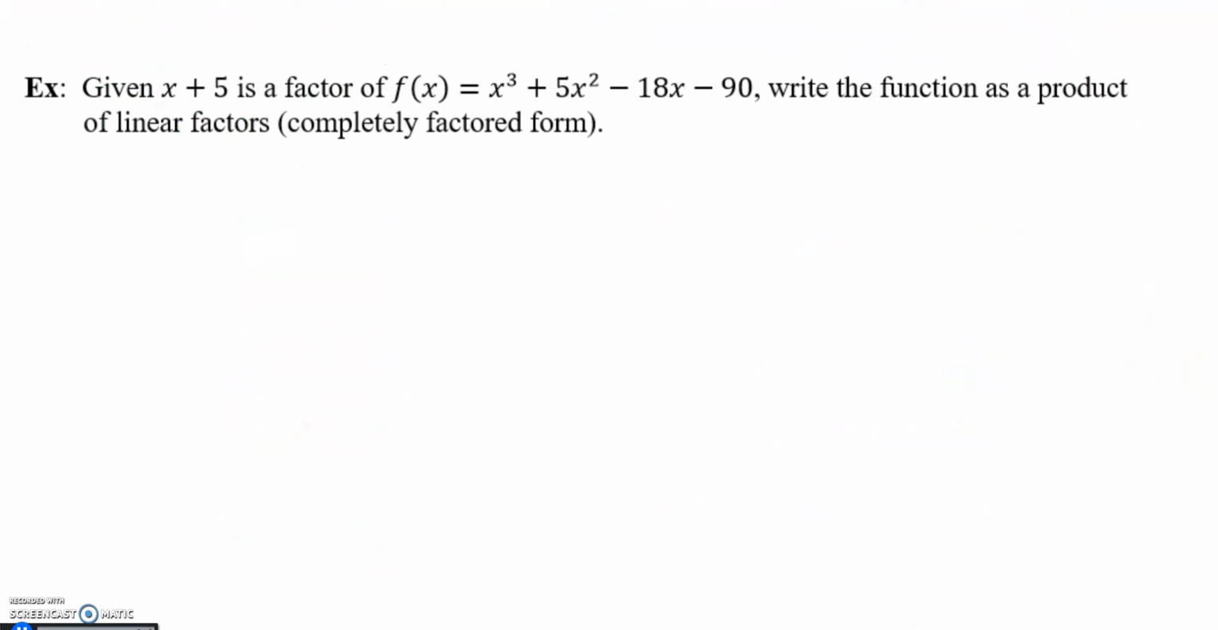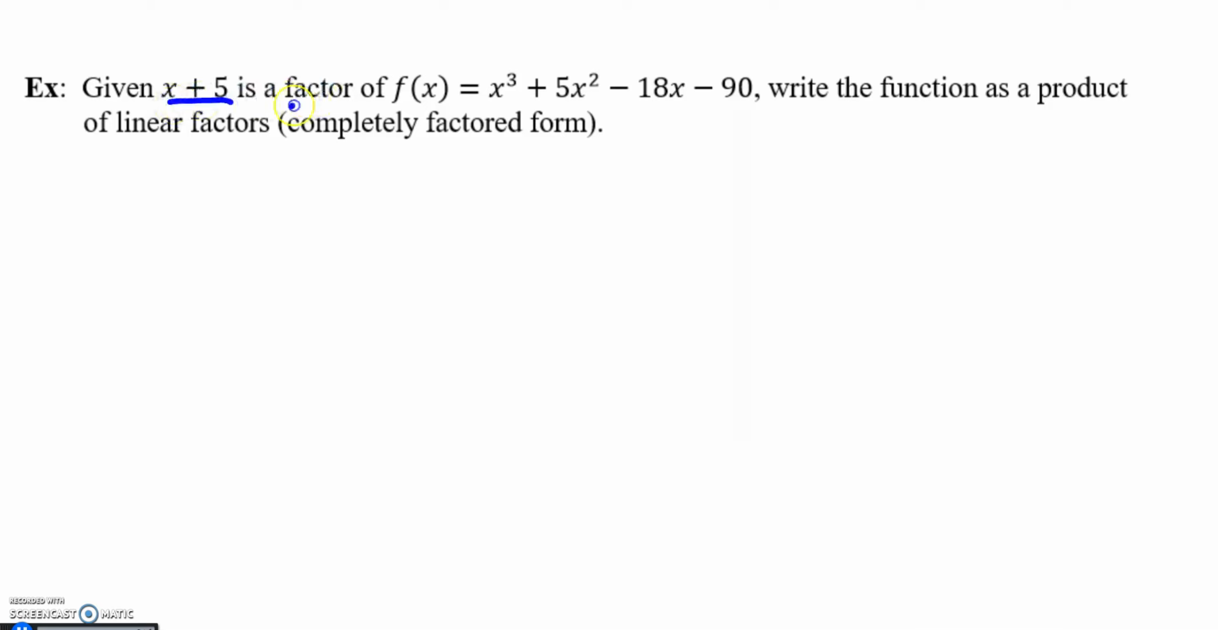This last example, given x plus 5 is a factor of this, write the function as a product of linear factors. So what we need to do is first find all of the answers and then write it as a polynomial in factored form. Now this is going to take a couple steps. So I'm going to start this example in this video and finish it up in the next video. The next one will not be too long. So let's start it here at least.